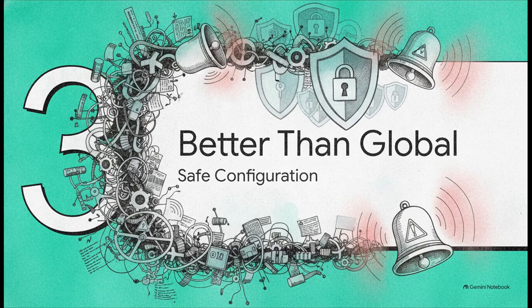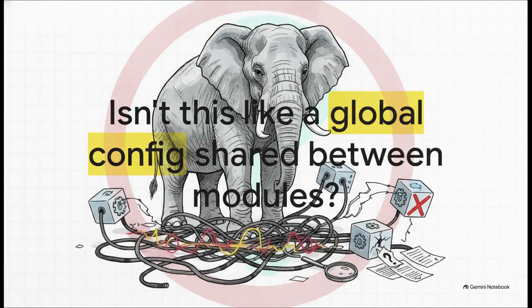Moving on to Section 3, better than global config. Okay, so whenever developers hear phrases like hidden behind the scenes or implicitly available, I know what you're thinking. Alarm bells start ringing, right? And I actually want to pose a direct quote from the source material here because it perfectly validates this exact skepticism. Quote, "Isn't this like a global config shared between numerous modules?" Unquote.